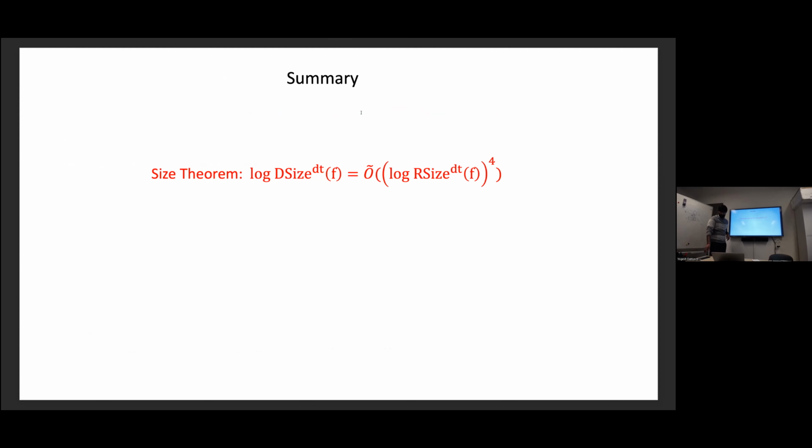Yeah, I guess we can summarize. We have the size theorem which says that log of deterministic size is related to log of randomized size, and there's this intermediate result which is relating non-deterministic complexity to the randomized complexity. So this cover number can be thought of as deterministic size.